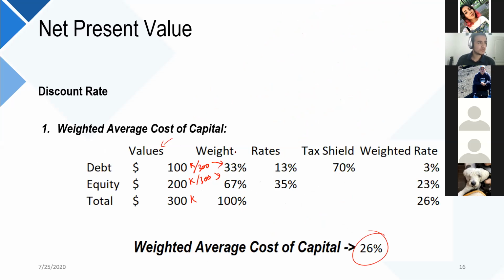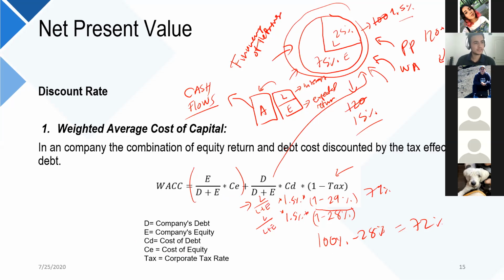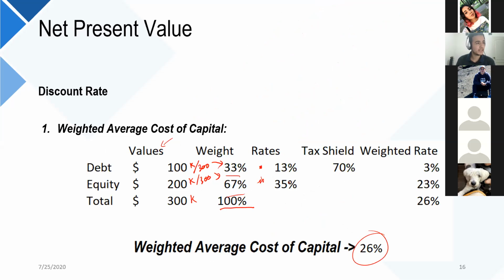And just to finish reviewing that, when you have that weighted average, you multiply by the rates, because you want to find the 100% value of the pie chart as a percentage of the rates. And when you multiply this one, we need to multiply by the tax shield, and this tax shield was 1 minus 30%. That's why it's 70%, right? So this times this is 3%, and this times this one is 23%. The addition of these two is 26, and that is the weighted average cost of capital.